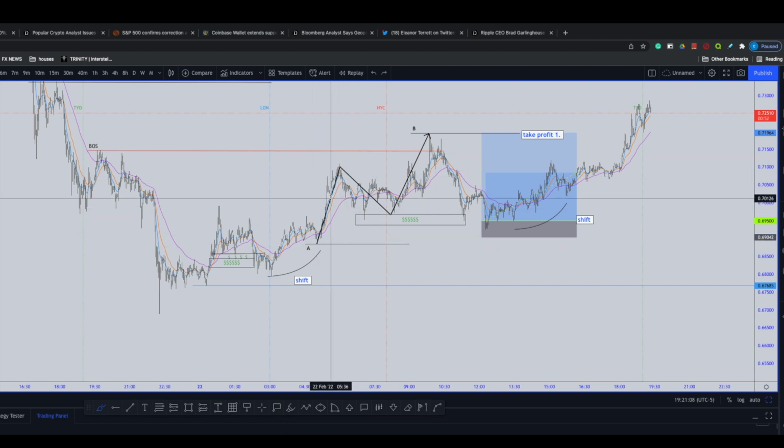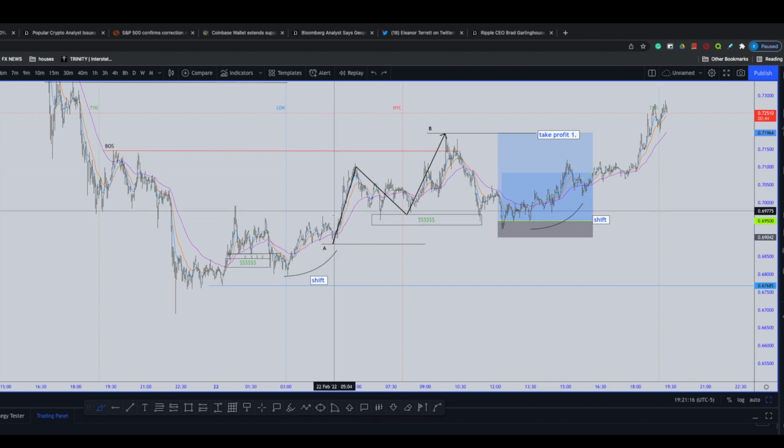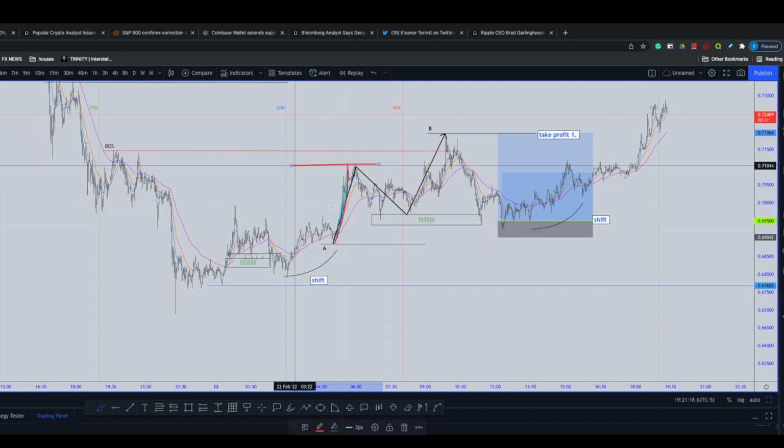How can we determine that this is now the banks and institutions moving price from A to B? Because we know that the market makers are the only people that have the amount of money and the amount of volume to move the market this way. We as retail traders and small cap investors cannot move the market like this. So when we see a move like this, we know it's an institutional move.